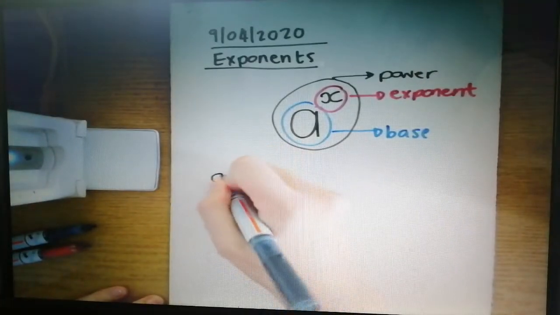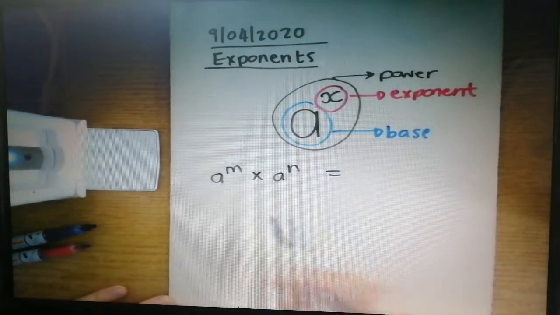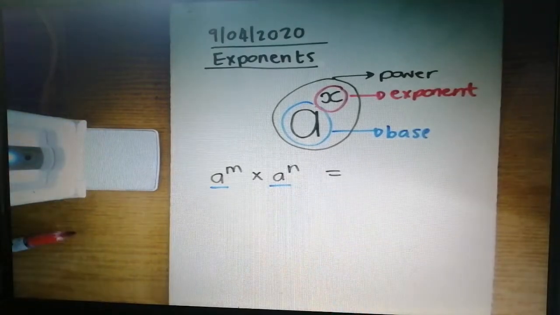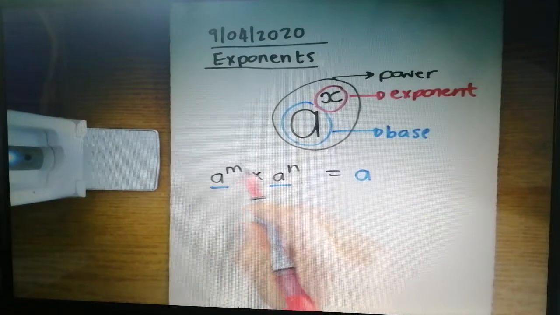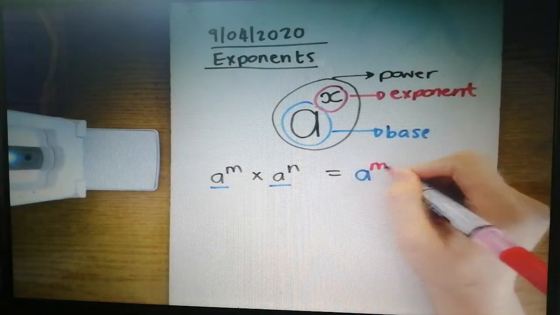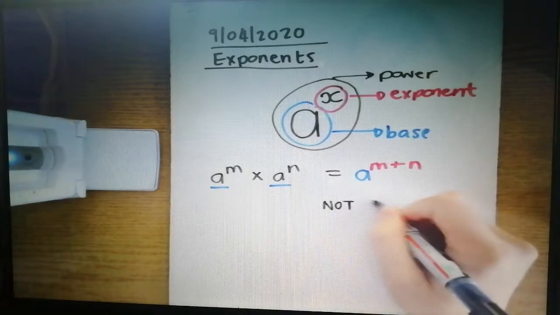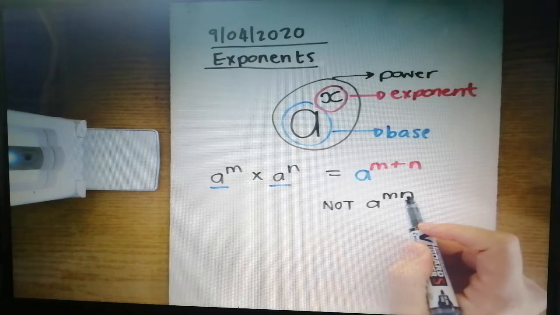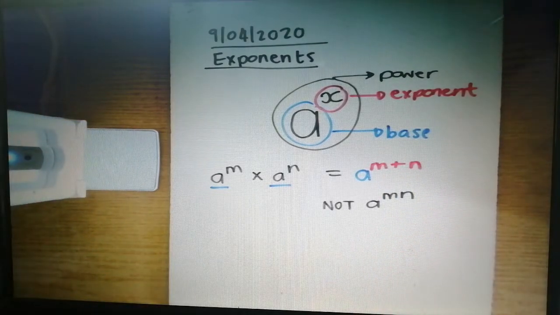And the first law looks like this. It's the law of when I'm multiplying powers, okay? What must happen is when I'm multiplying powers with the same base, you keep the base and you add the exponents, okay? So I would say m plus n. It is not a to the power of mn. That would imply that I multiplied the exponents. I didn't. I must add the exponents. That is my first rule.